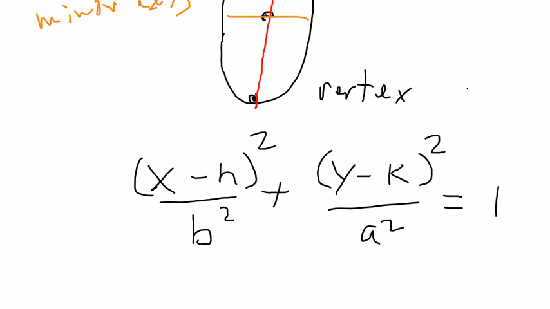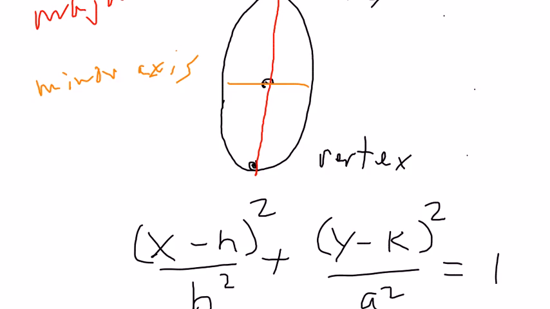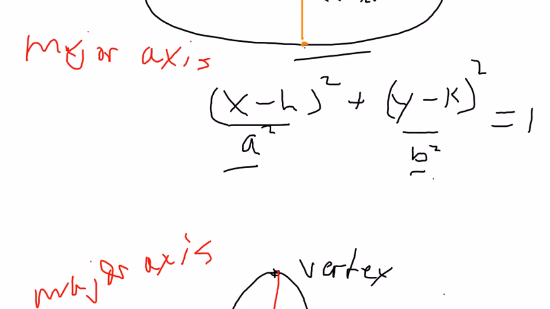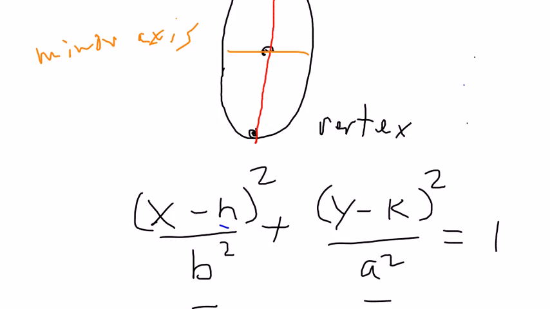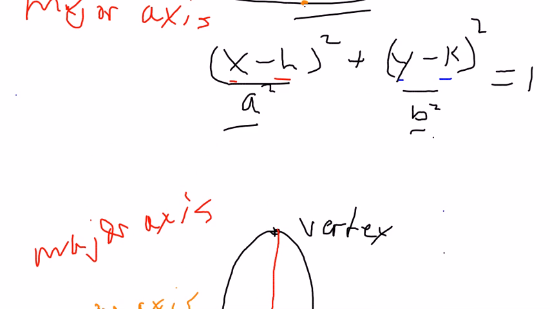So there are some subtle differences. You'll notice that the a's and b's switch spots. Actually, that's about it. You might notice some similarities to parabolas. The h is still going with the x. The y and the k are still together. For both of these, that's the case. The center for both of these is going to be at h, k.